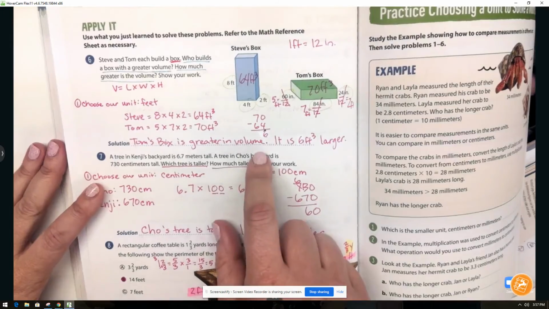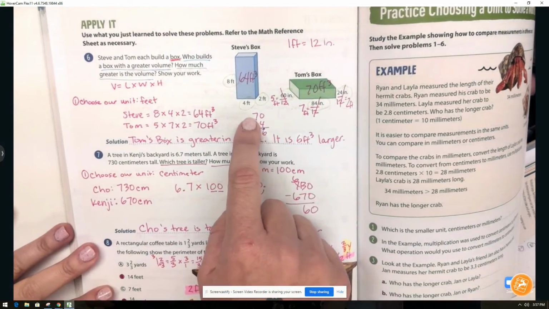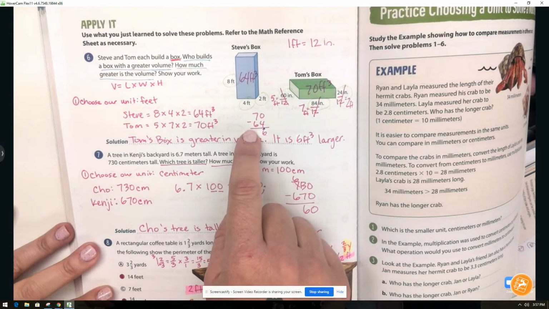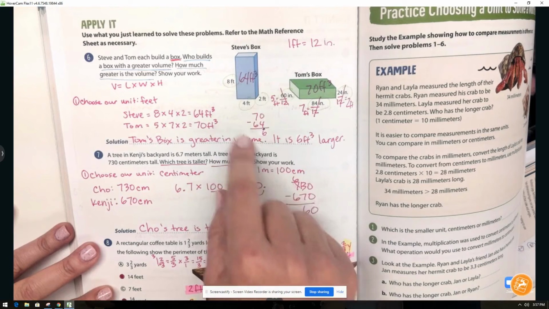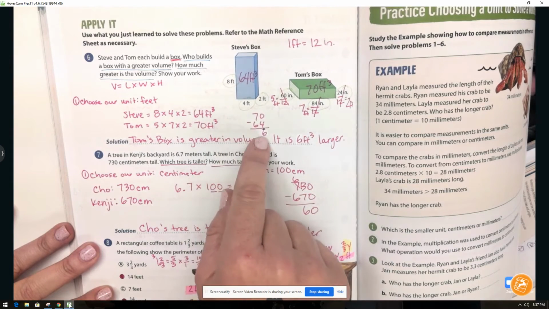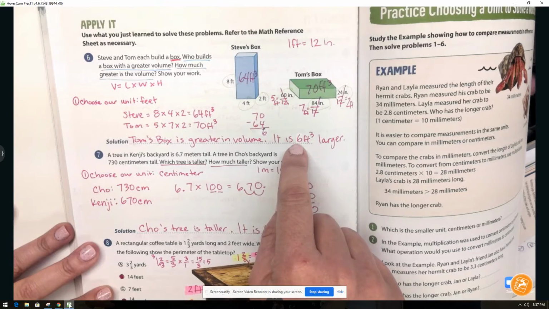Hi guys, I realized when I went through and did this problem that I actually told you that 70 minus 64 was 8, and that's why we got the wrong answer. So 70 minus 64 is not 8, it is in fact 6. So the answer to this problem is 6, not 8.